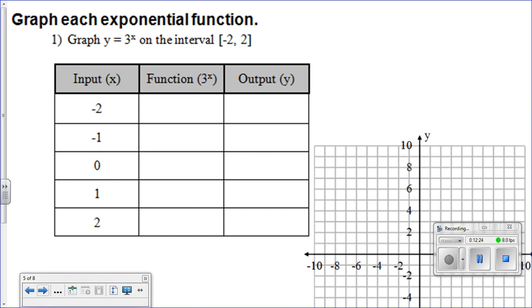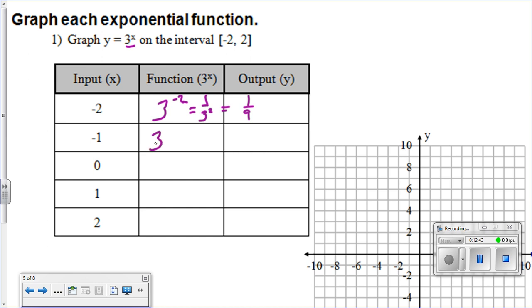Okay, let's take a look at this one. It's a 3, so is this growth or decay? Hopefully you're looking at the same growth because it's bigger than 1. So we're going to do 3 to the negative second, which means 1 over 3 squared, which is a 9th.